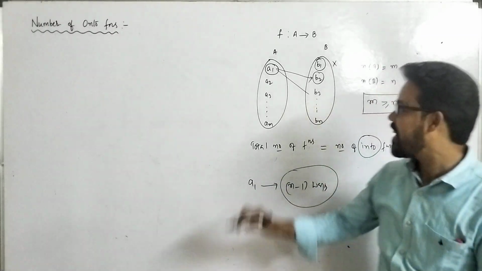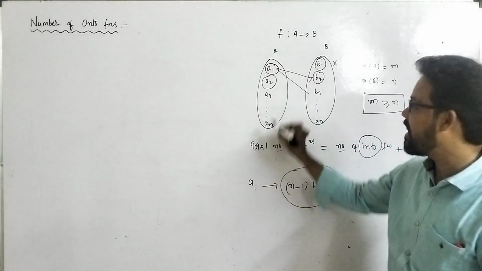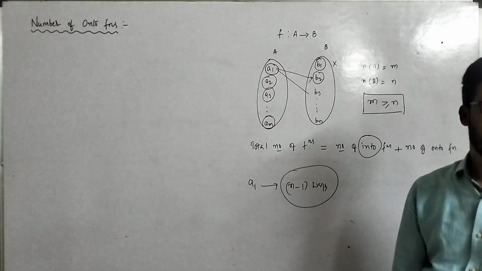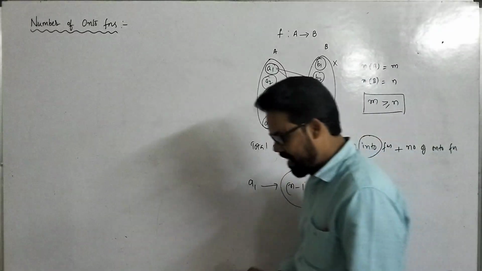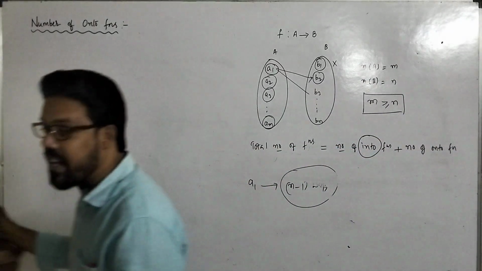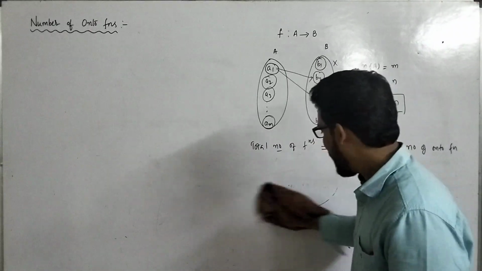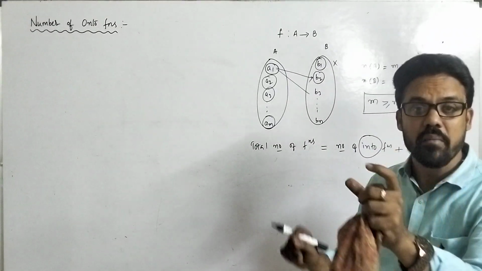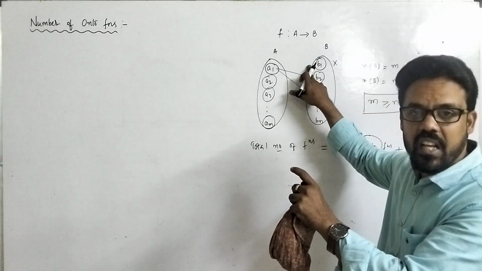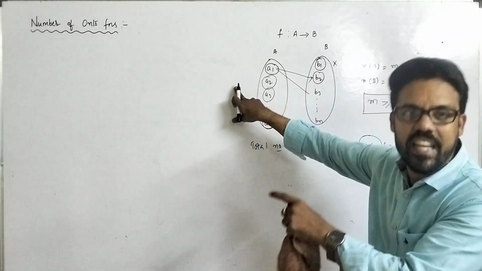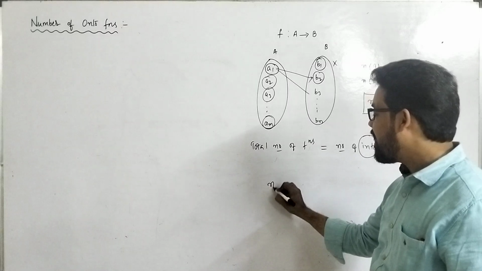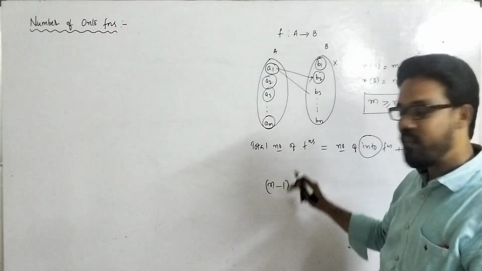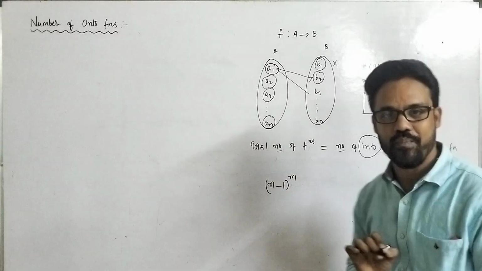Now, similarly A2, similarly A3, similarly Am. Hence, if we leave one element in the set B for finding into function, if we leave one element that is not associated with any one of the elements of set A, then it can be done in n minus 1, n minus 1, so on, so on, so on. N minus 1 whole to the power of m.